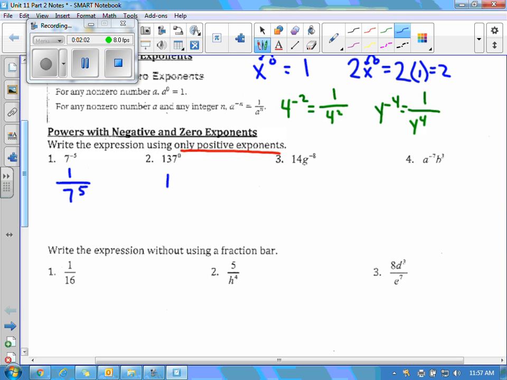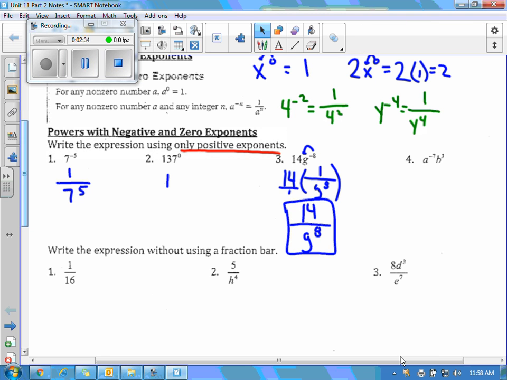For number 3, we have 14g to the negative 8. Again, remember, the negative 8 only goes with the g. So I have 14 times 1 over g to the positive 8. That's how I rewrite the negative 8. Now I need to keep going because I'm not done. I can just multiply. This is technically 14 over 1. So I get 14 over g to the positive 8, and that would be my final simple fraction.